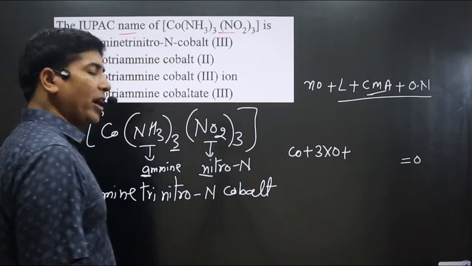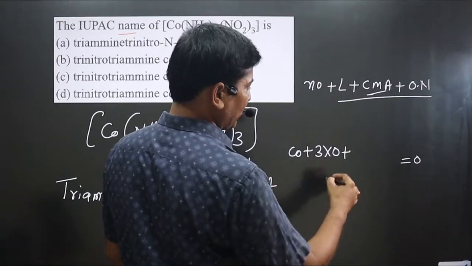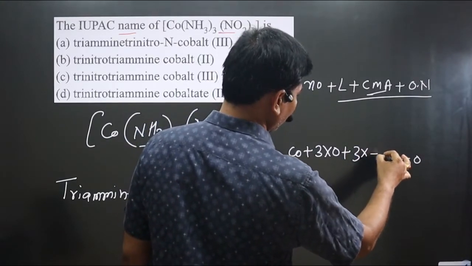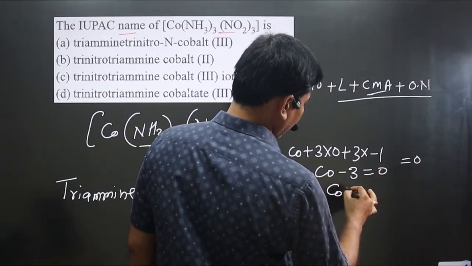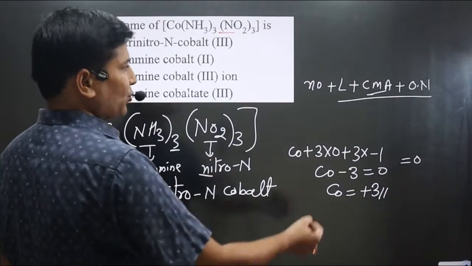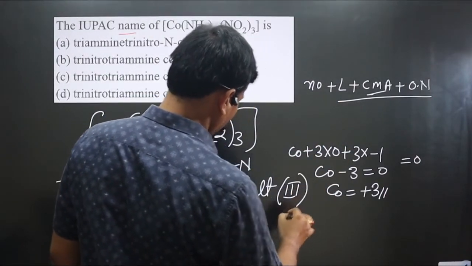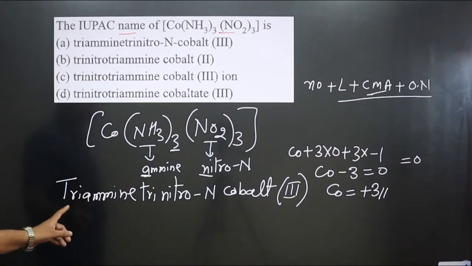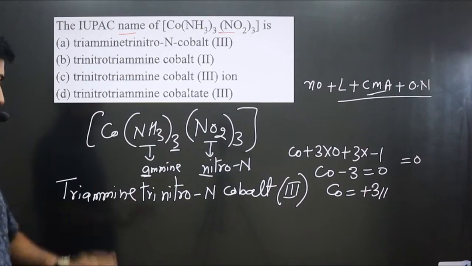And then nitro NO2 is there. In this case it carries -1 charge. It is a negative ligand, so 3 multiplied by -1. Simplify: cobalt - 3 is equal to 0. Then cobalt is present in +3 oxidation number. Since we have to write the oxidation number in Roman numerals, I write III. So the name of the complex is triammine trinitro-N cobalt(III).